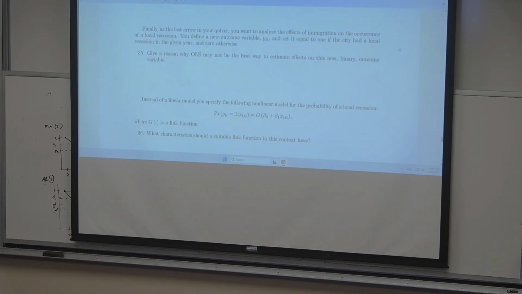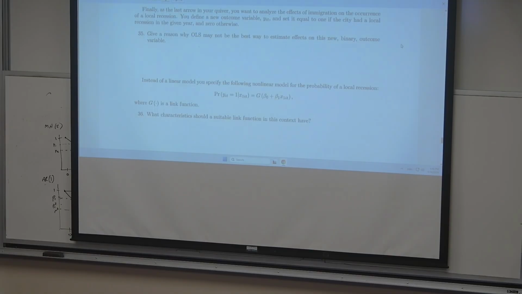Okay, as the last arrow in your quiver, you analyze the effects of immigration on occurrence of a local recession. New outcome variable equal to 1 if the city had a local recession and 0 otherwise. You have a reason why OLS may not be the best way to estimate the effects on this new binary outcome. What do you guys think? We go out of bounds, right? OLS is linear, so your LPM model could give you probability below 0 or above 1. So that's not what you want.